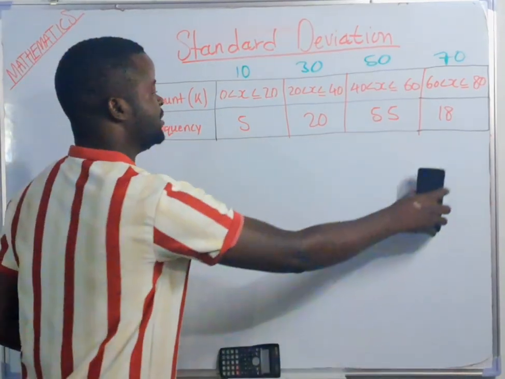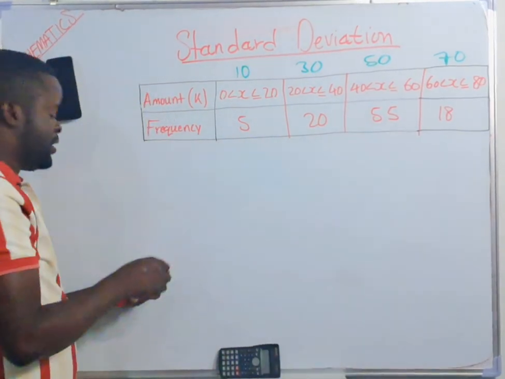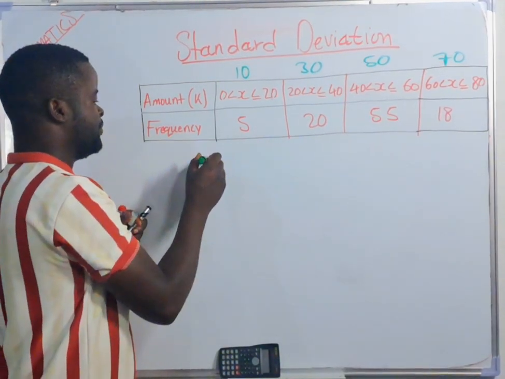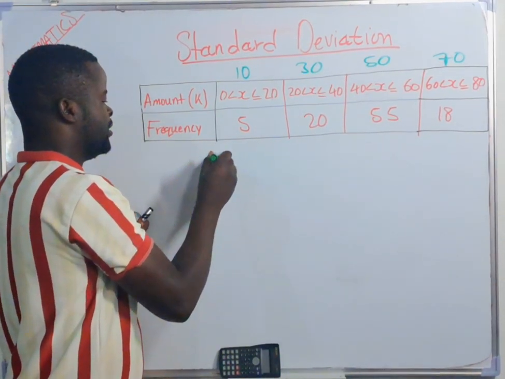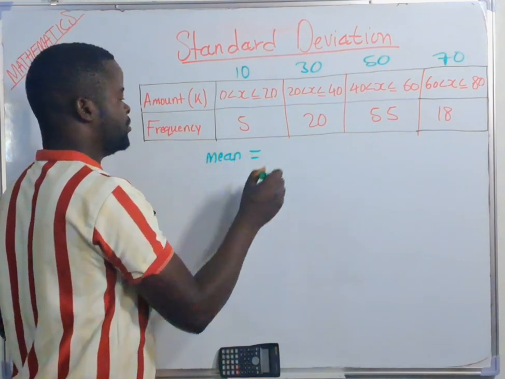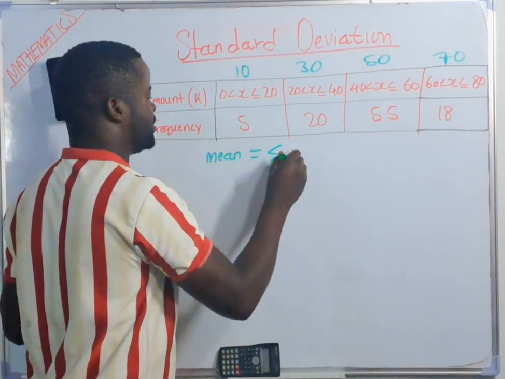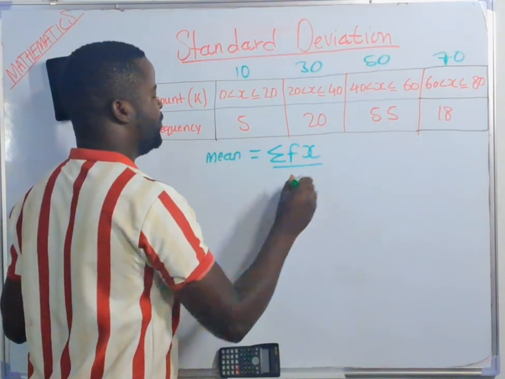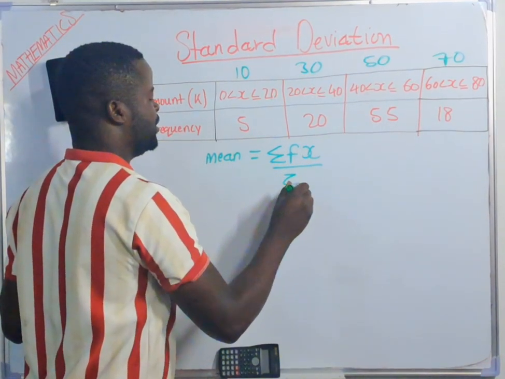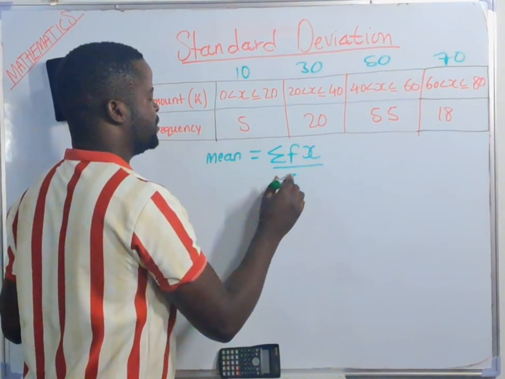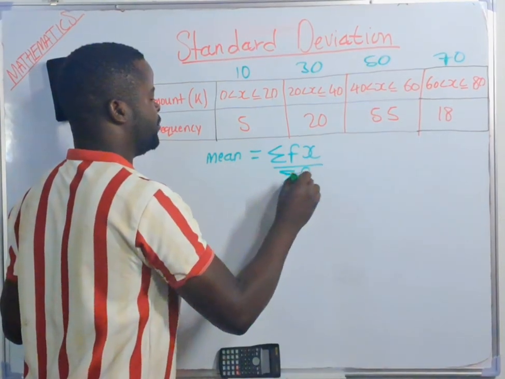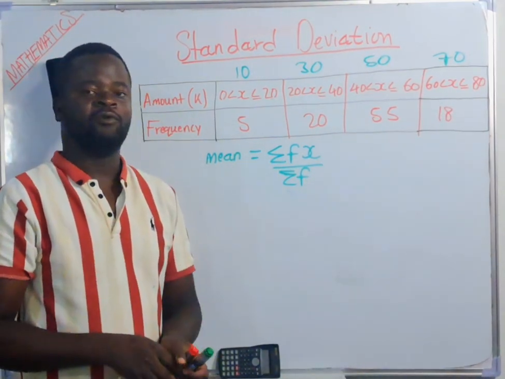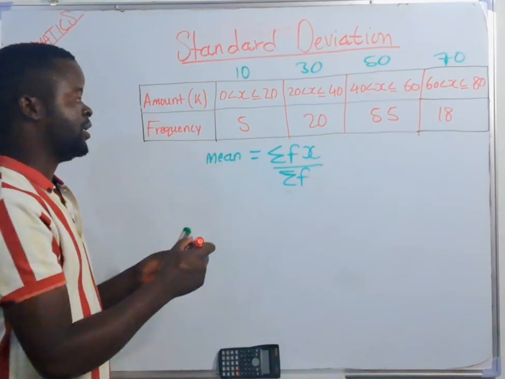So mean is very important. The formula for finding mean, this is where you need to pay attention. So we are saying mean is equal to the sum of frequency times mid value over the summation of frequency. Okay, this is how the formula for mean actually looks.